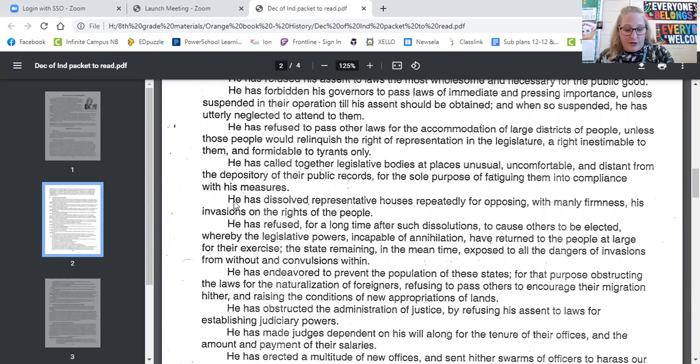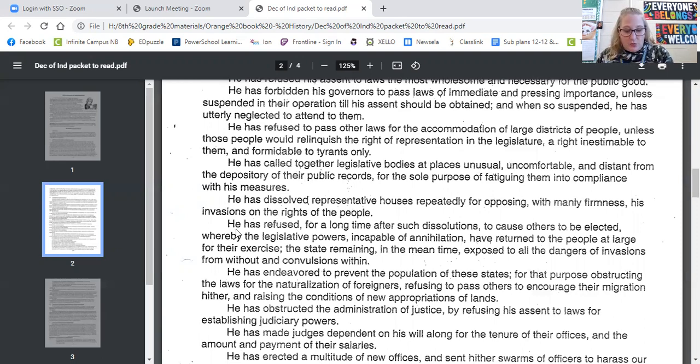Okay, again, negative words. He has dissolved representative houses. We had representative houses under the hands-off part in the 1600s, but now they've gotten rid of those. So they've dissolved or gotten rid of these representative houses. So highlight the words dissolved representative houses repeatedly for opposing with manly firmness his invasion on the rights of the people. Again, he's taken away the rights that they feel that they have.